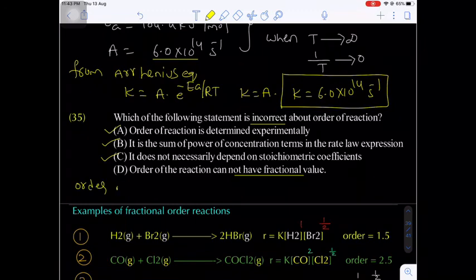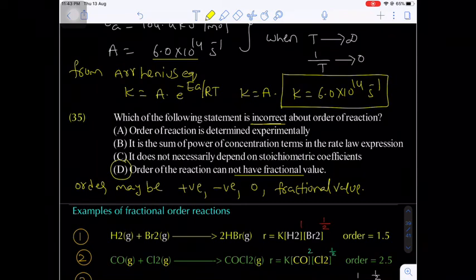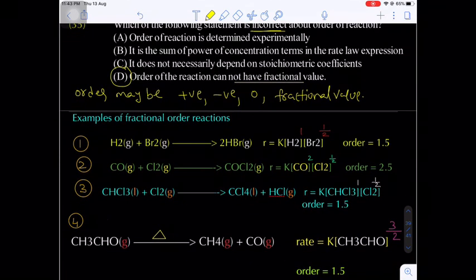This is incorrect. Do you know, order may be positive, negative, 0, and it may even have a fractional value. This will be the incorrect one. That means our question asks to find the incorrect statement. That will be option number D. Option number D. Are you getting my point? So D will be the incorrect statement.